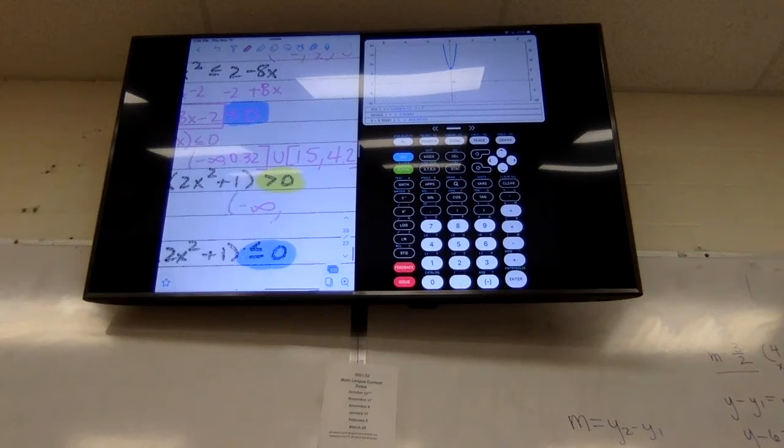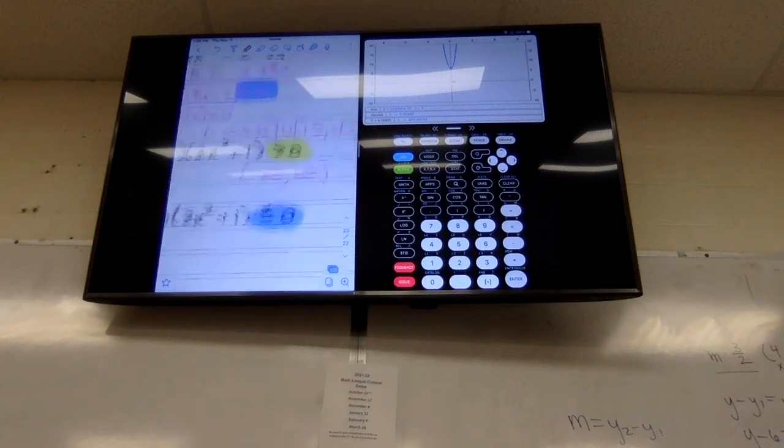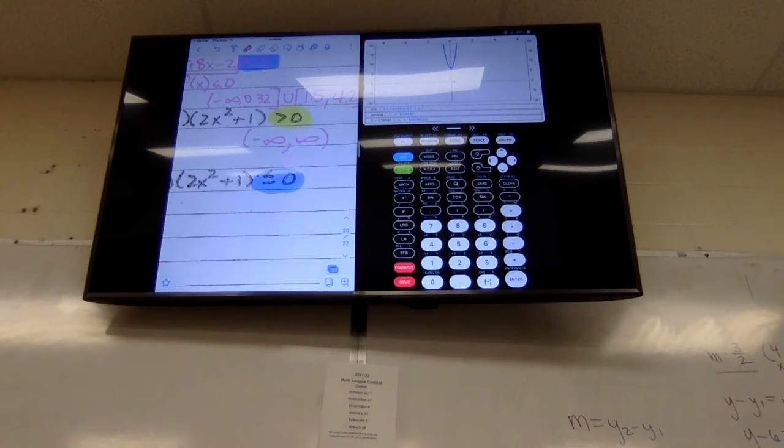Forever. How do I write that in interval notation? Good. It is always positive, so it doesn't matter what x you plug in, you're going to get out a positive y. So my function is greater than zero from negative infinity to positive infinity, and it is never less than or equal to zero. Not even one point is it equal to zero. Never. I'm just going to put no solution. There's no answer.